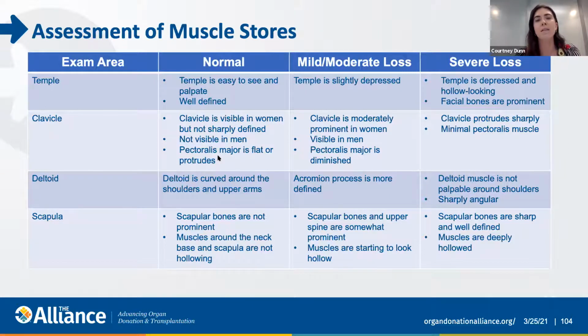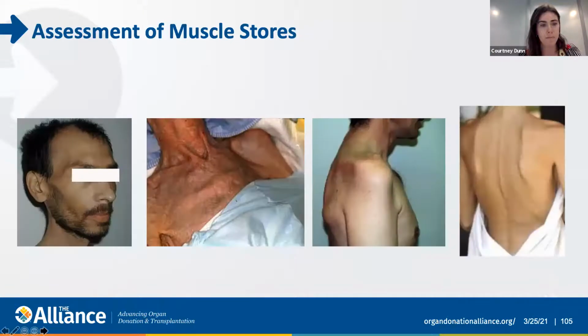So I will always ask a patient, are these how your muscles typically look before you became sick, or have you noticed a change recently? They're the expert of their own bodies, so they should be able to tell you if they've noticed changes recently as well. So, just pictures of assessment of the muscle stores. You'll notice this patient here has severe temporal wasting as well as buccal wasting in the cheek.